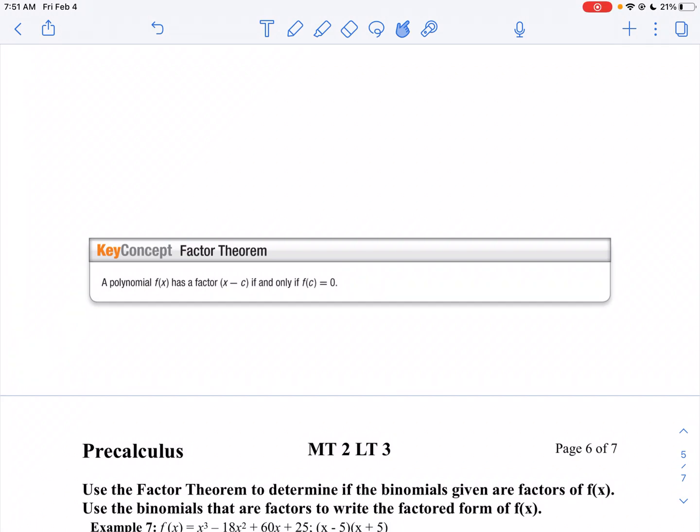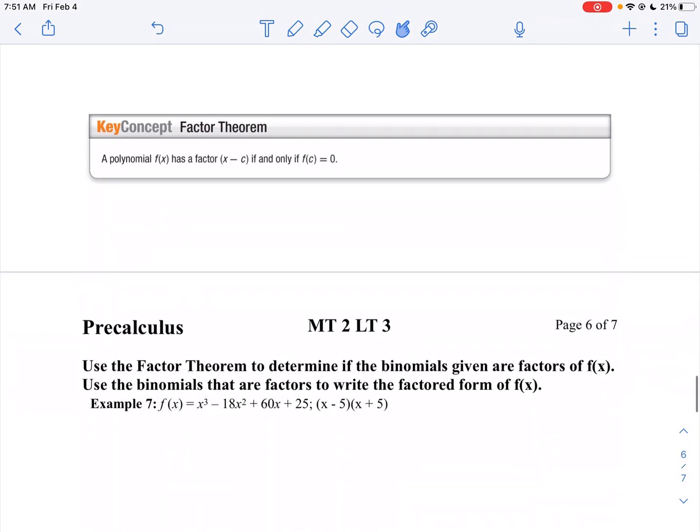Finally, something is a factor if and only if when you do it, the remainder is 0. That kind of makes sense. If I consider something a factor, it has to go in there evenly. So let's take a look at a couple problems here.